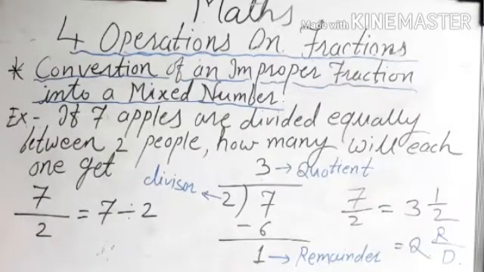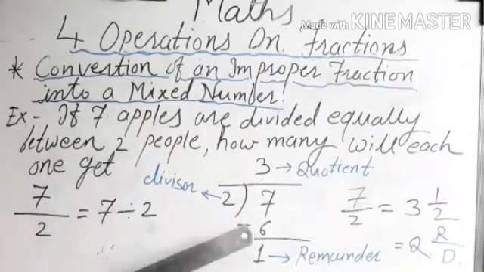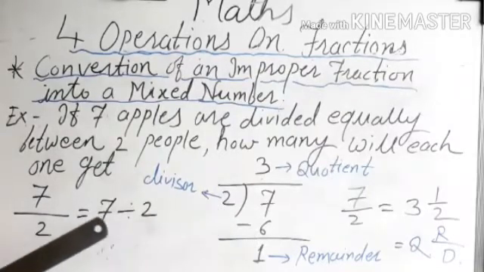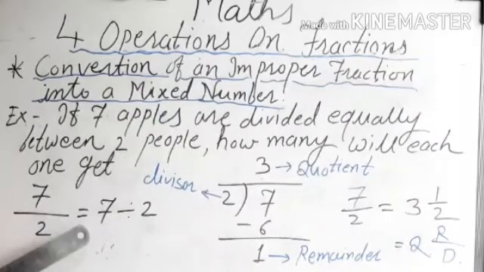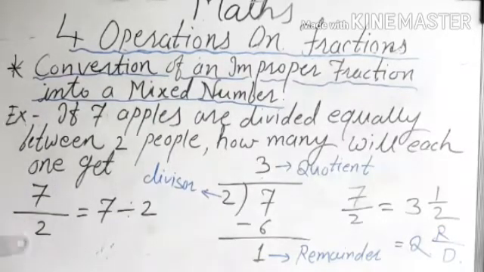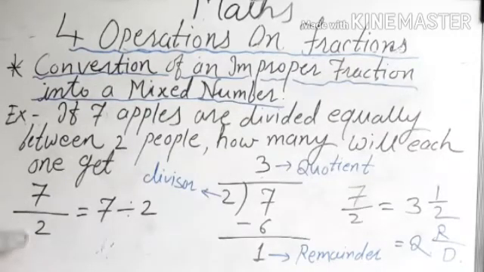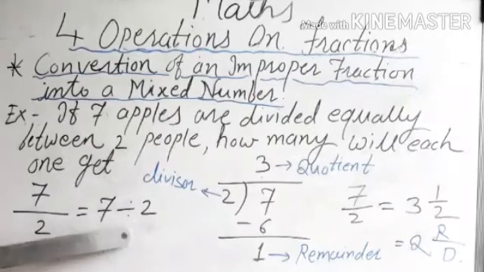But now here what happens? 7 is not divisible by 2. So what do you have to do? This division, how will we solve now? Here you have to solve which operation? Division operation. Yes, 7 apples divided equally between 2 people. So 7 divided by 2. 7 upon 2 means 7 divided by 2.